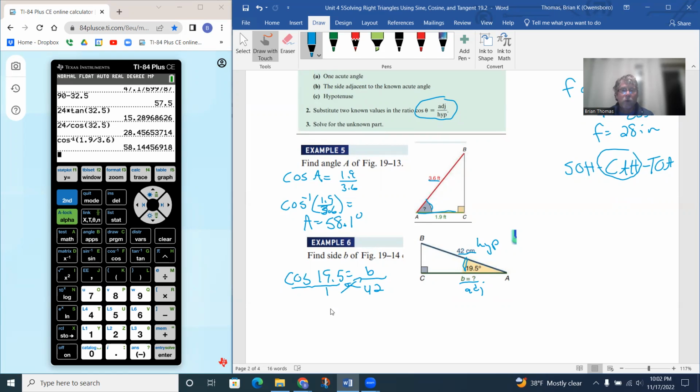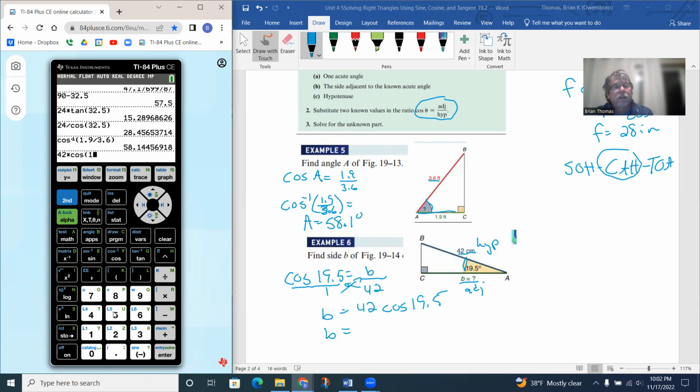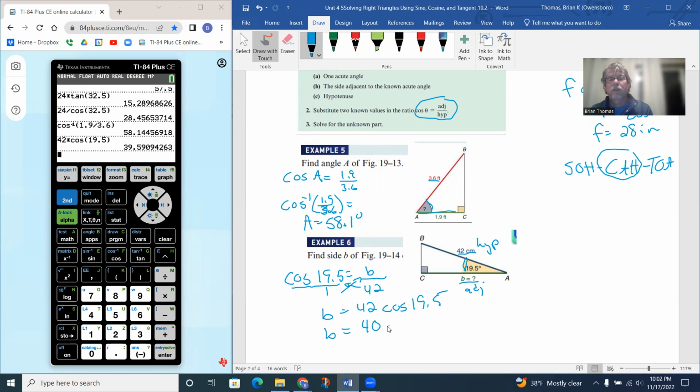multiply. 1 times B is B. So all I have to do is figure out what 42 times the cosine of 19.5 is, and that'll give us the length of B. So we have 42 times the cosine of 19.5. Hit enter, and that'll give us the length of B, which is going to be 40, 42 or 40 centimeters for B. Since the hypotenuse is rounded to the nearest whole number, we'll round that to the nearest whole number.